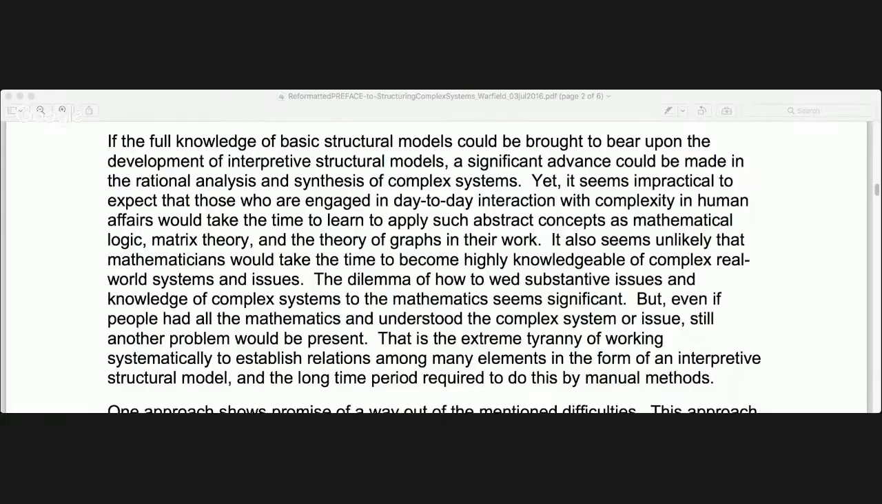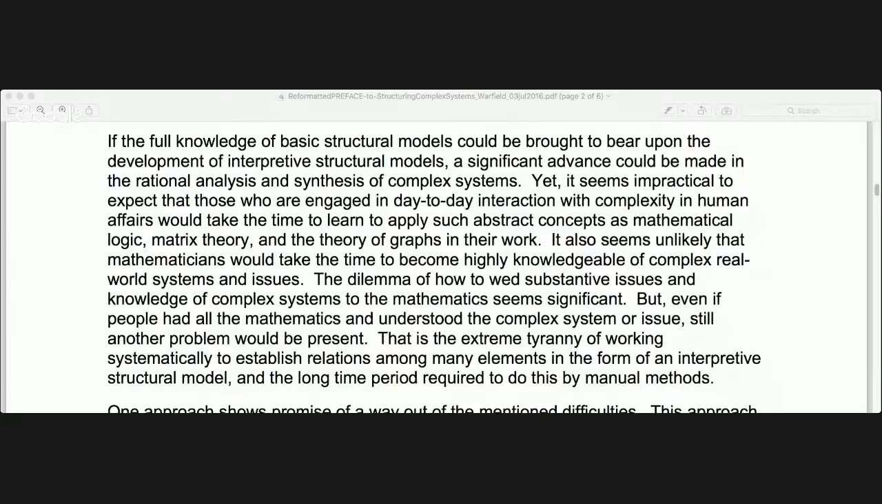But again, it's impractical to expect those that are busily managing social technical systems to understand the mathematical components. And it's also unreasonable for the people that are mathematicians to understand the social technical components. And so there's this dilemma of how do you actually bring these tools to bear? And even if you could bring the tools to bear, how would you actually perform the mathematical work?